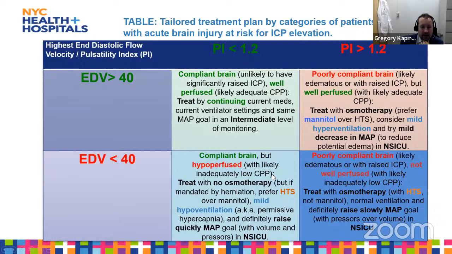So you see the categories, which resemble, I think it was endorsed subsequently, what the BOOST trial does with the PbtO2 versus ICP. Here, I'm saying within the ICP, there's also value in looking at whether it is a CPP issue or an ICP issue to deploy the most appropriate therapeutic options.